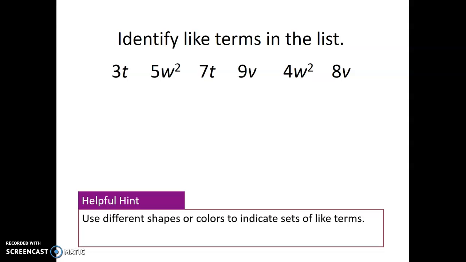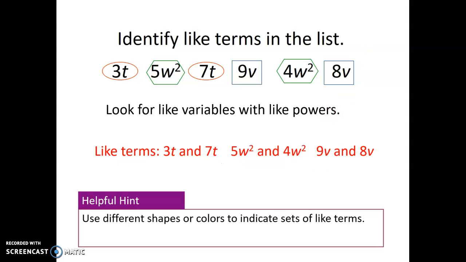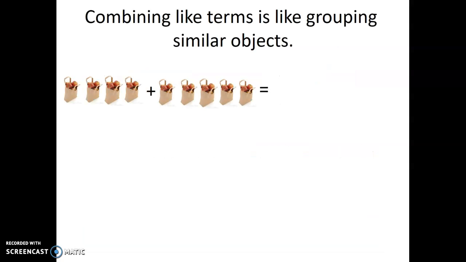So let's identify the like terms in this list because we're going to need to use that in a minute to simplify our expression. So what goes with 3t? 7t. What goes with 5w squared? 4w squared. And 9v and 8v go together. So our like terms are 3t and 7t, 5w squared and 4w squared, and 9v and 8v.